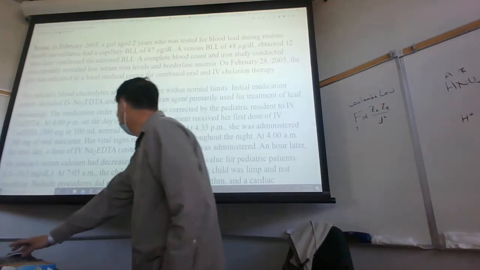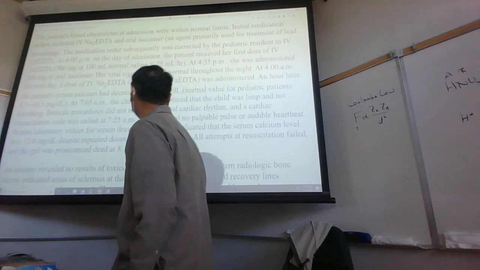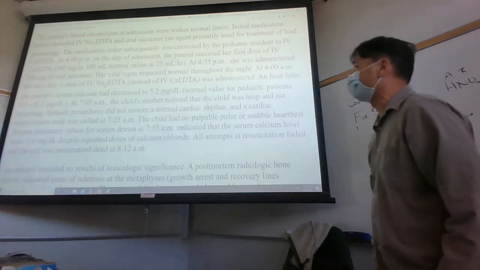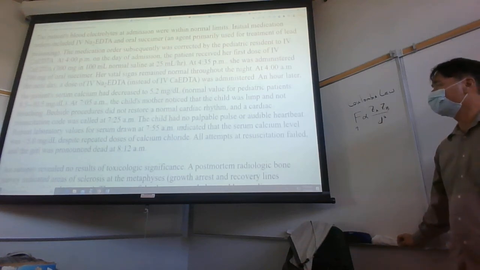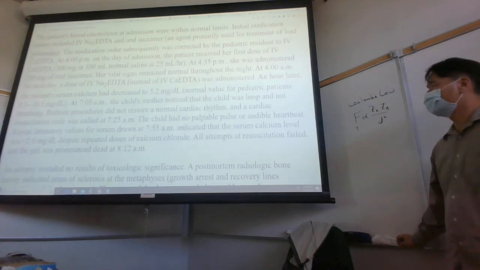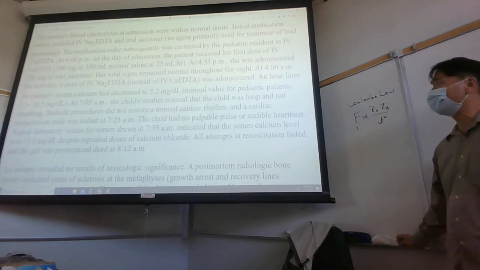At 7:05 a.m., the child's mother noticed that the child was limp and not breathing. Bedside procedures did not restore normal cardiac rhythm, and the cardiac resuscitation code was called at 7:25 a.m. The child had no palpable pulse or audible heartbeat. Repeat laboratory values for serum drawn at 7:55 a.m. indicated that the serum calcium level was less than 0.5 milligrams per deciliter. Despite repeated doses of calcium chloride, all attempts at resuscitation failed, and the girl was pronounced dead at 8:12 a.m.